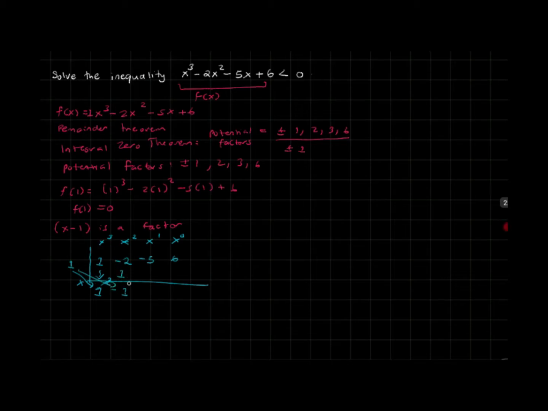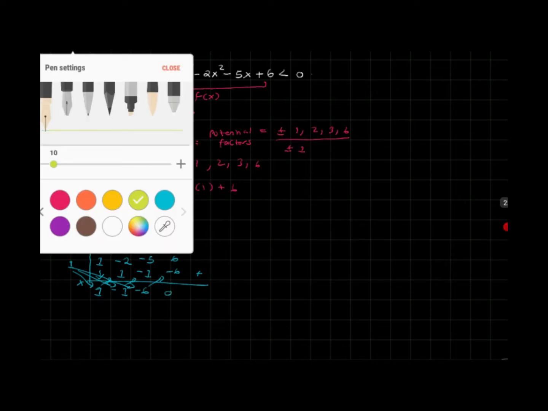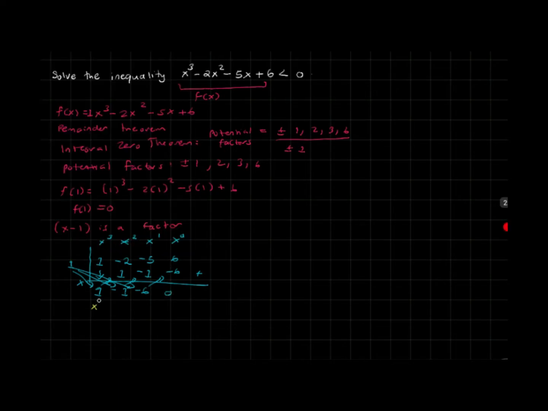Then you do 1 times negative 1, which is negative 1. Negative 5 plus negative 1 is negative 6, and then 1 times negative 6 is negative 6. Okay, then you add these two together, you get 0. So this here is our quotient, and the quotient should be 1 degree less than the dividend, which is basically your original expression, right? X to the power 1, x to the power 0, this is your remainder. So your quotient here should be x squared minus x minus 6.